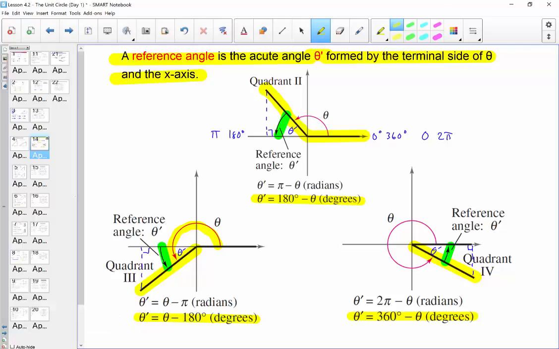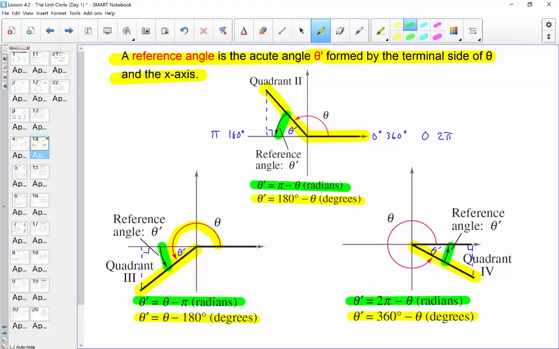We could do the same analysis using radians. In quadrant 2, theta prime would be pi minus theta. In quadrant 3, theta prime would be theta minus pi. And in quadrant 4, it would be 2 pi minus theta.